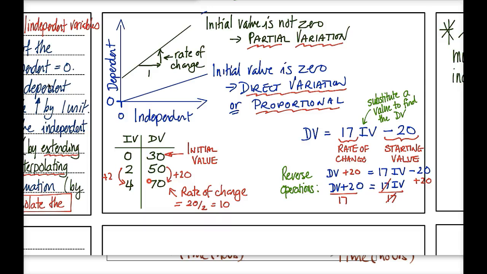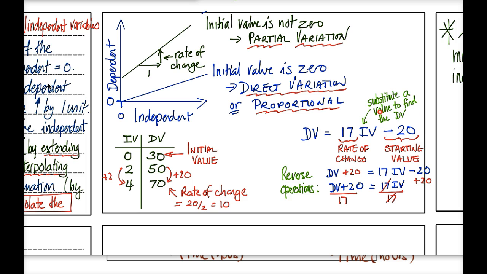From a table of values, this is what I was talking about just a little while ago. In this case, the independent variable is increasing by 2. So every time it does that, the dependent variable increases, in this example, by 20. So the growth rate is not 20. It increases by 20 for every 2 increases in the independent variable, so the rate of change is 20 divided by 2, or 10. And the initial value here is 30: when the independent variable is 0, the dependent variable is 30, so that would be the initial value.